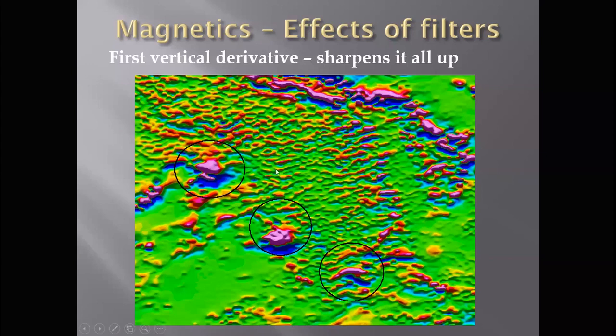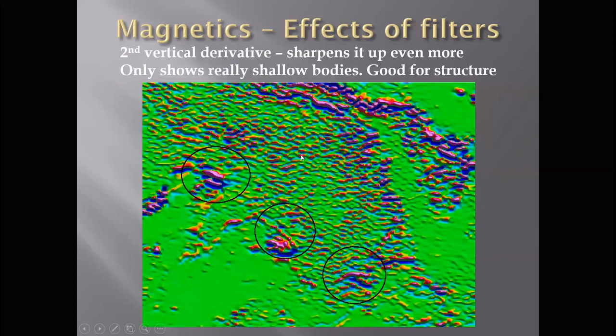You'll see this is the first vertical derivative of the TMI, so we still have the low, and you'll see how much sharper everything has become, how much smaller, and then also this ripple texture, which is the background geology, is showing up much more clearly. And even more so if I do a second vertical derivative, this really breaks the body up into its component parts. You can see that some of these were in fact lobate or two bodies, with very narrow features popping out.